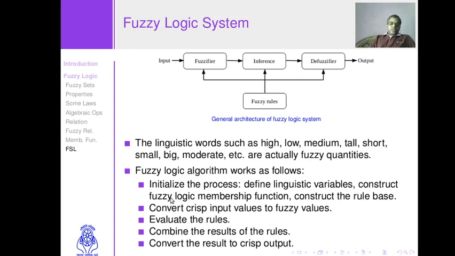So after the initialization process, we have to convert the crisp input values to fuzzy values with the help of a fuzzifier. Then we evaluate the rules, we combine the results, and finally we convert the results to a crisp output with the help of a defuzzifier.